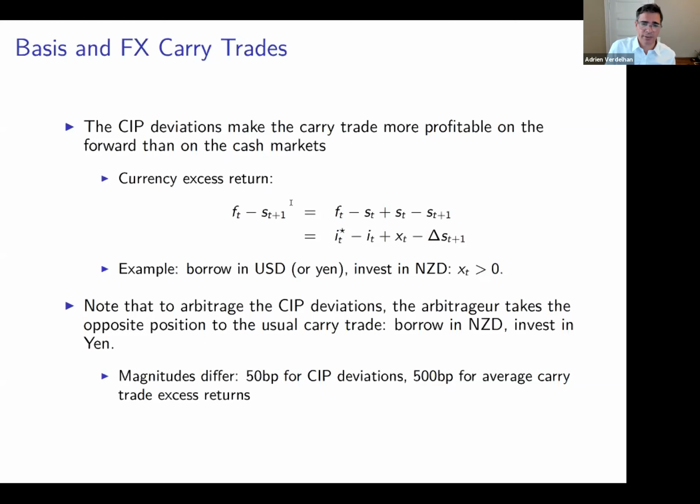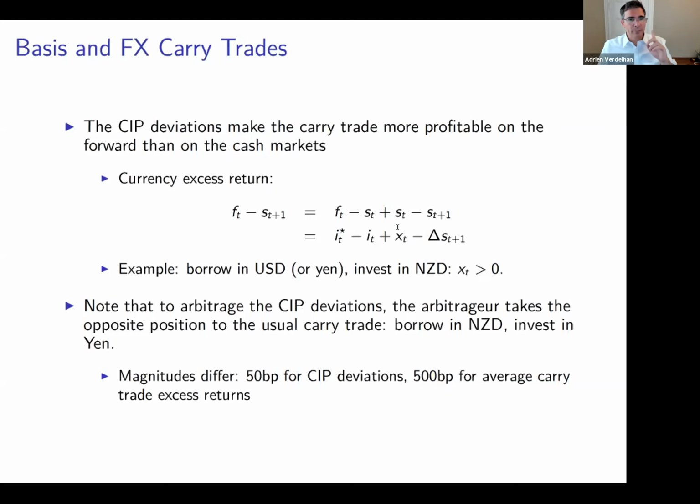You can use the CIP deviation to show how this relates to the interest rate difference and the change in exchange rates. But if there are CIP deviations, the little x_t that I showed you before, you can see that there is a difference between implementing a currency return strategy on the forward market and implementing it on the treasury bill market, on the bond market, right? So it turns out that actually the carry trade is even more profitable on the forward than on the cash market, because for high interest rate currencies, the little x_t, the little CIP deviation, is actually positive. So there is a link between those two, and I'm going to show you one more thing about it.